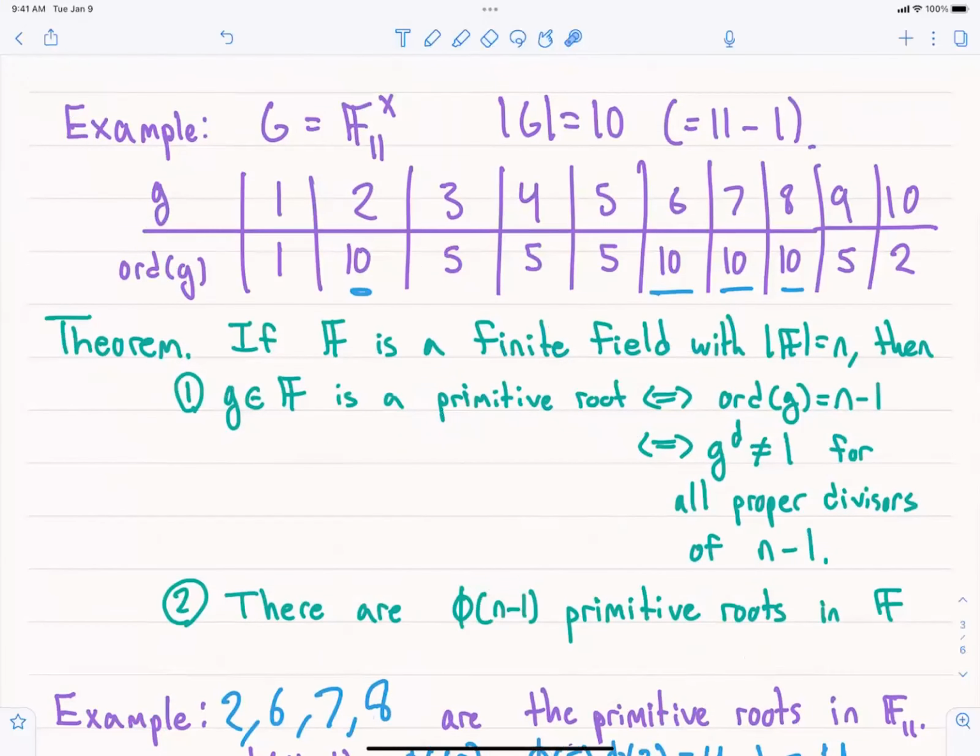Again, the first part tells you how to check whether something is a primitive root using its order. And this is something we used in the worksheet last week. And then the second part is a statement that guarantees that there always is going to be a primitive root and tells you exactly how many there are.